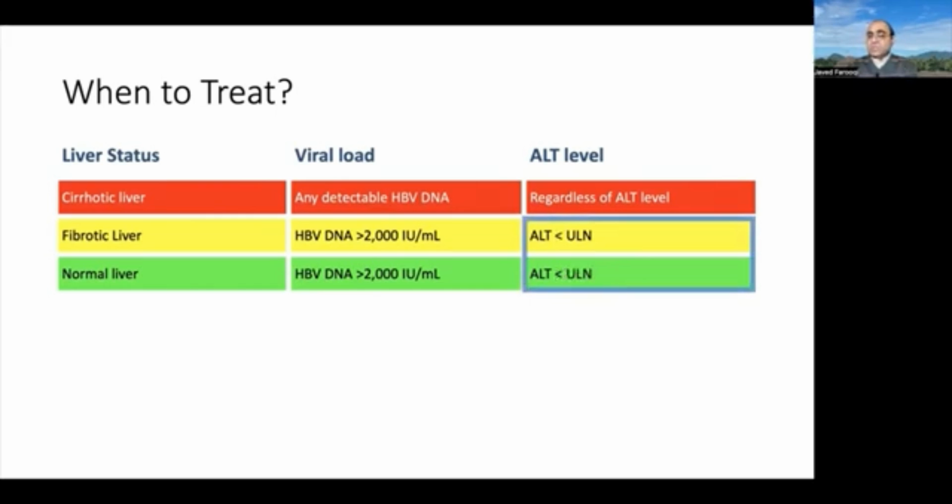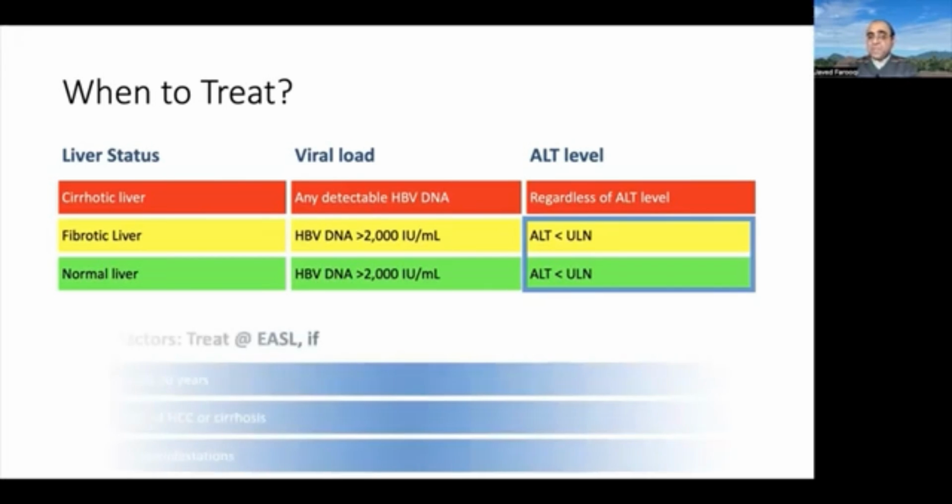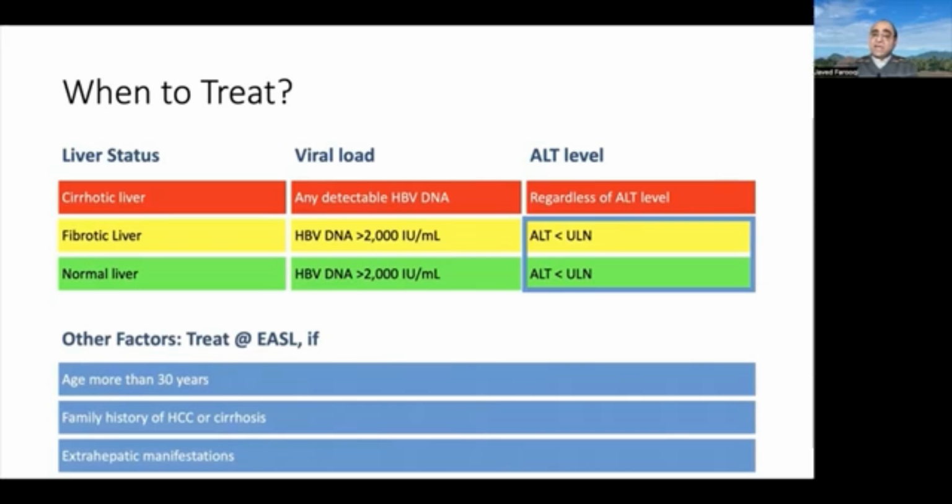What about fibrotic and normal liver when the ALT is normal? Can we do something, or we should just wait and see? In this regard, the EASL guideline says that if a patient age is more than 30 years in this group, and there is a family history of HCC or cirrhosis, or there is extrahepatic manifestations, then you start these patients on treatment.